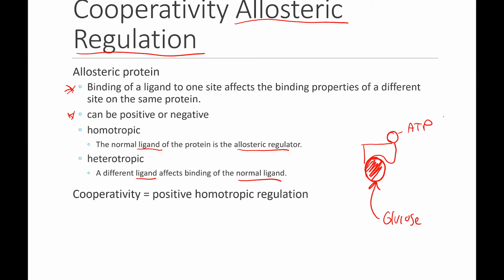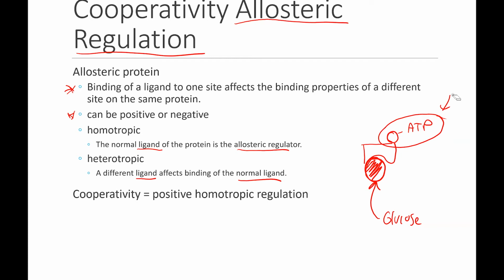So this is heterotropic. That means some other molecule essentially will bind and either activate or deactivate the protein for its normal job with its normal ligand. So in this case, the normal ligand would be glucose. This protein, let's say, helps break down glucose, but it's ATP binding that controls whether it is activated or deactivated. So again, these are all types of cooperativity, either positive or negative, which we also can call allosteric regulation.